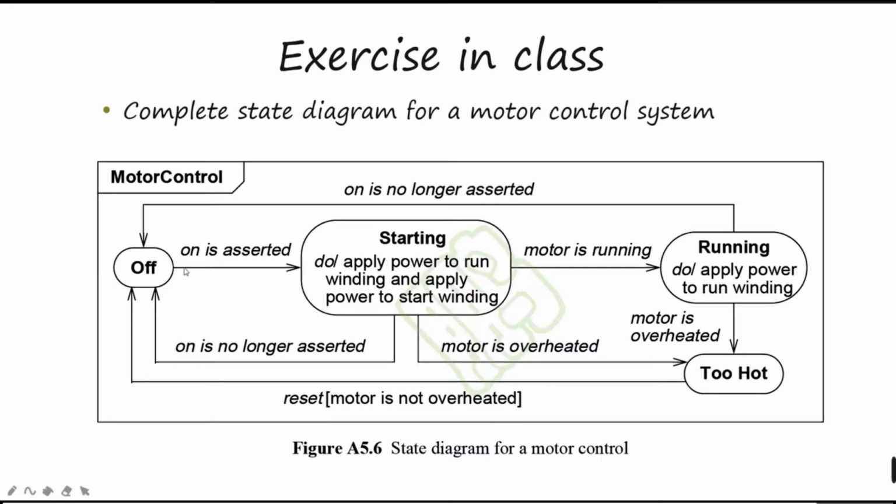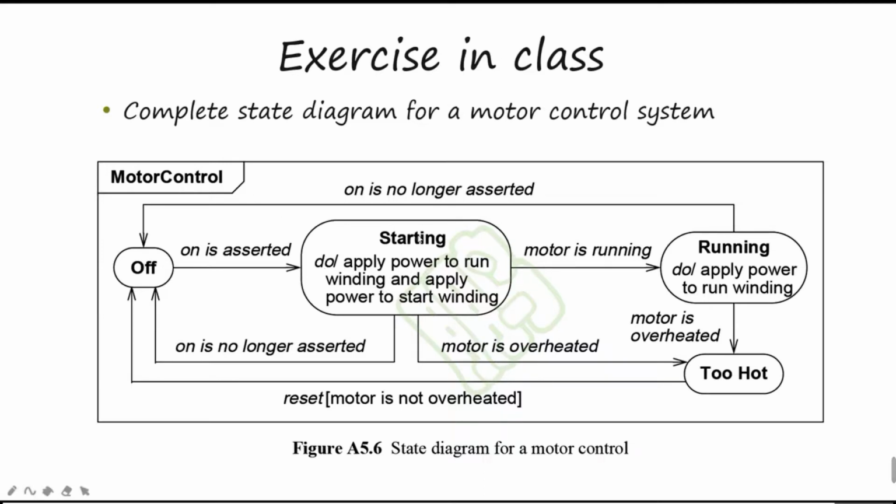It means that at first it is in the off state, and when on is asserted, it will transition from off to the starting state. And it will do something. This is called the activity. We will study it next time. It means apply power to run winding and apply power to start winding.